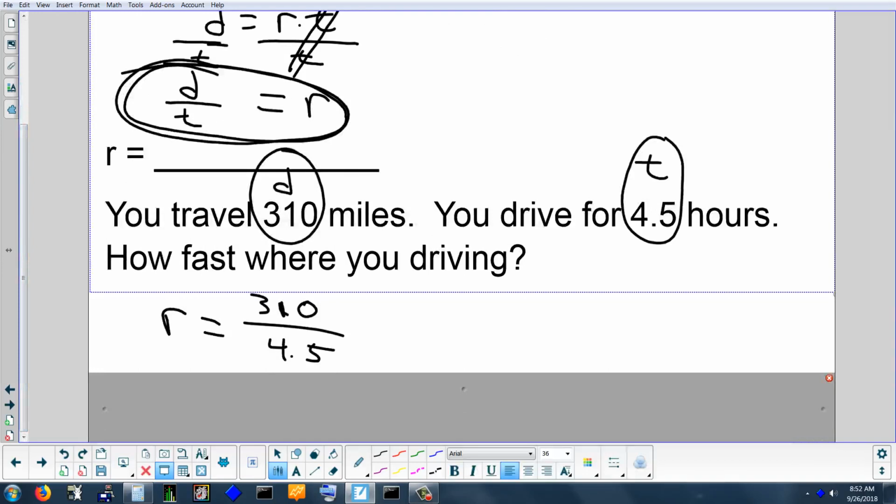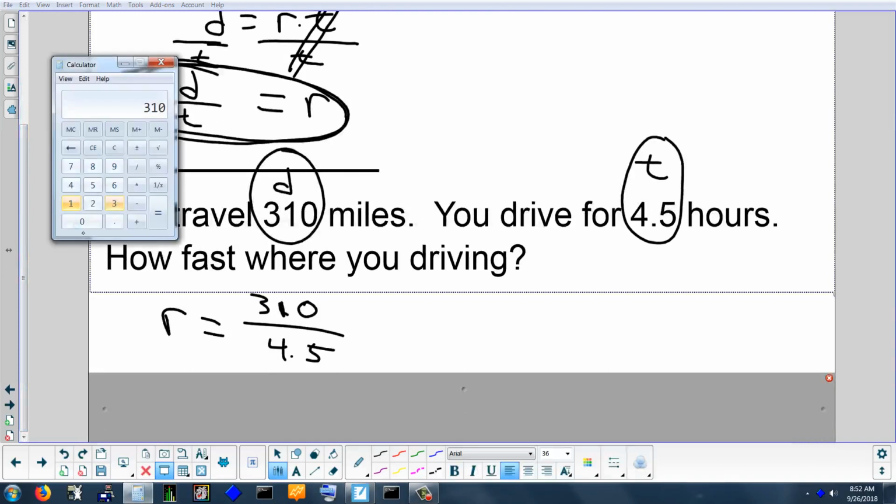You just use a calculator. 310 divided by 4.5. So we're just going to round it. If I round it to one decimal place, what would that be? It's 68.888. Yes, 68.9.